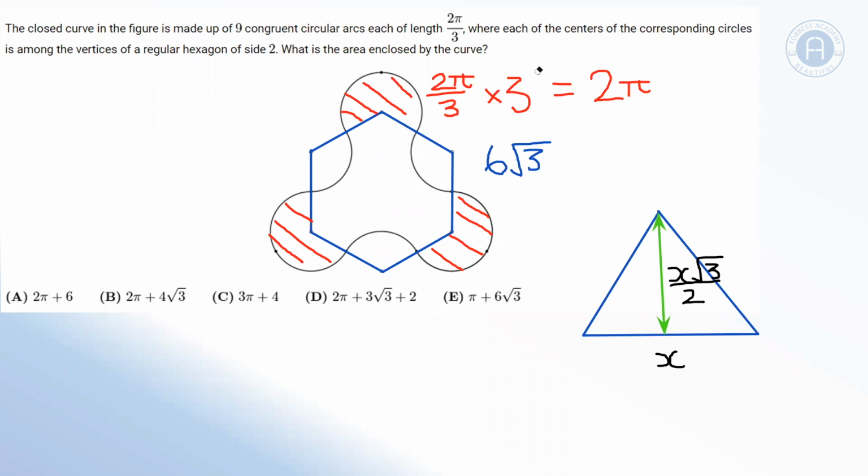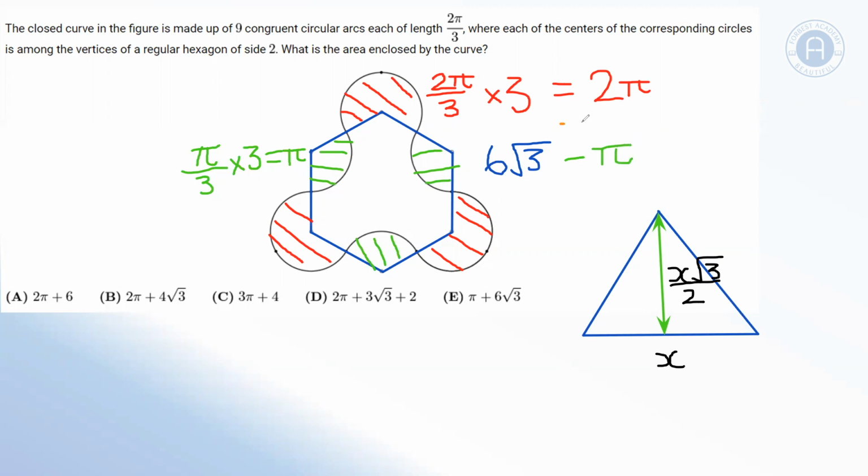Now we look at our sections underneath our arcs inside our hexagon. We have 3 sections here. Each one is 1/3 of a full circle. We said the area of 1 full circle was π, so each of these is going to be π/3. We have 3 of them, so the total area is going to be π. So the interior area enclosed by our curve is going to be the total area of our hexagon, 6√3, subtract π.